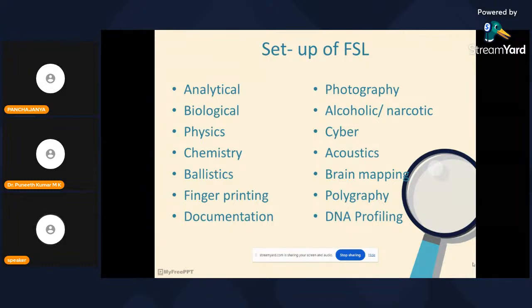The identification of chemicals is related to the chemistry department. Ballistics is the study of firearms, bullets, guns, or cloth, which is evidence found at the scene of crime in firearm injuries. Okay, and fingerprinting will be a separate division.